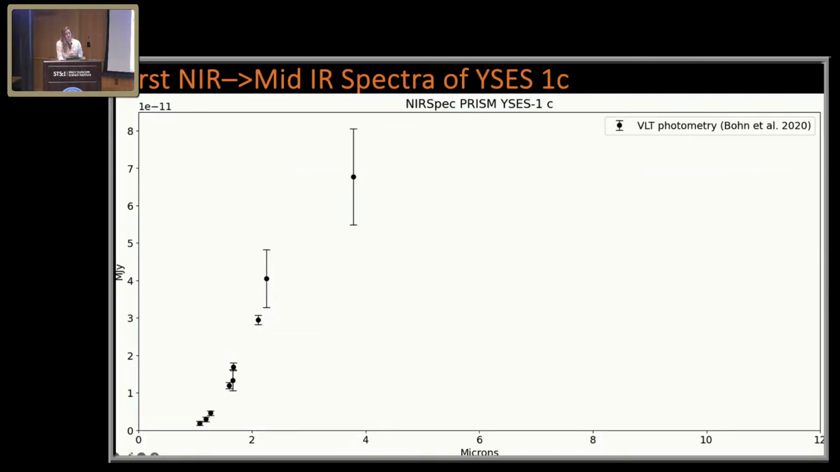So I'll show you some spectra here. This is from the ground. So again, this is YSES, the 6 Jupiter mass exoplanet orbiting our sun-like star. You can see here, these are the photometric points that we could get from the ground.